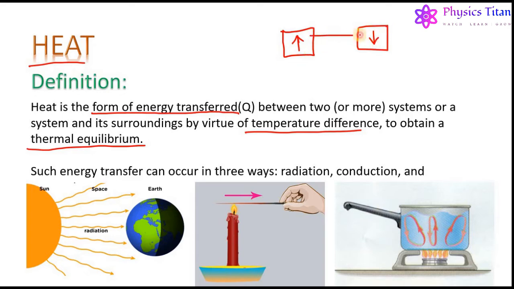So, if there are two objects, the first one has higher temperature than the second one, and then if we connect these two objects, then there is transfer of energy, which is nothing but heat, between the two objects from the object having higher temperature to the object having lower temperature. And this flow will continue until both the objects have the same temperature. That is, both the objects will be in thermal equilibrium. Now, such energy transfer can occur in three ways, that is radiation, conduction and convection.